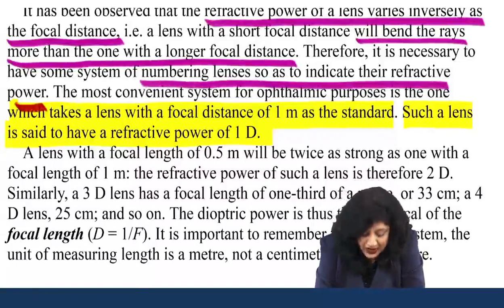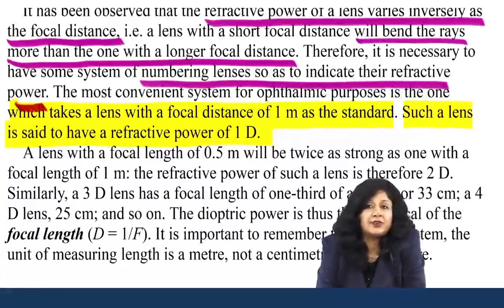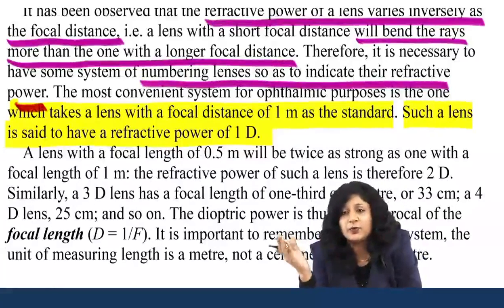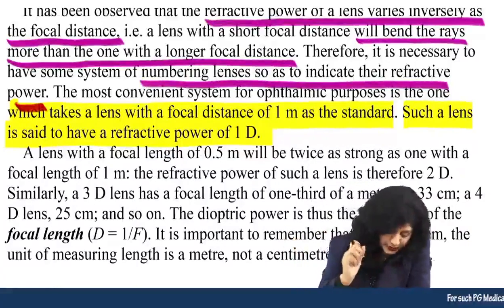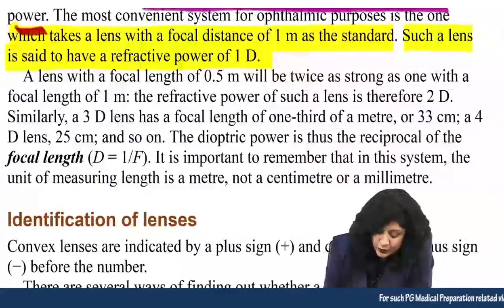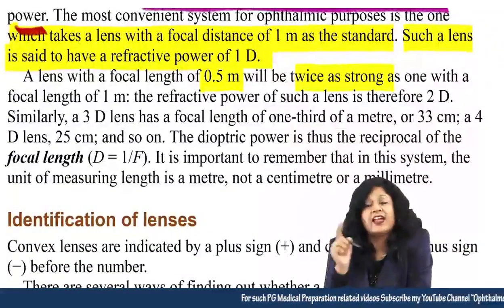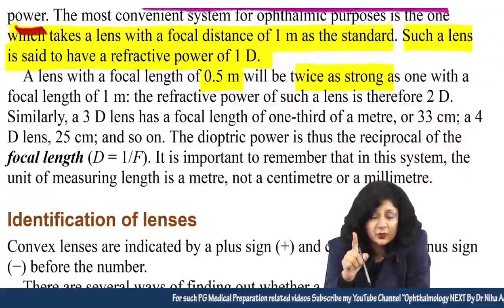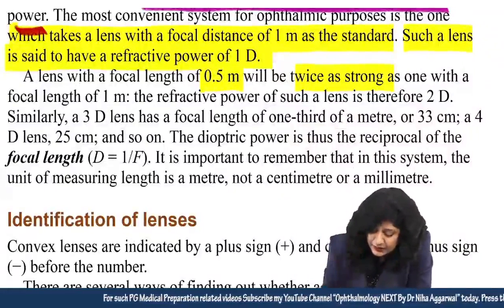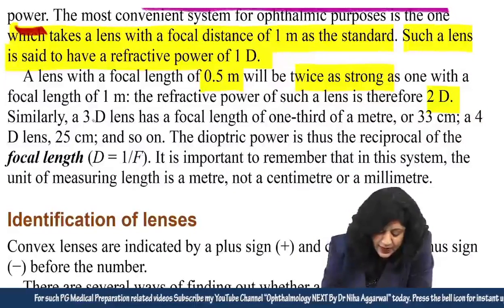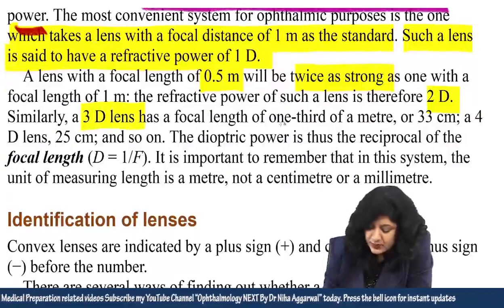So what I am doing, I am taking a lens of focal distance 1 meter, that will be having a refractive power of 1 diopter, and therefore that will be kept as a standard. So in increasing order we can put from this, and we can put the decreasing order also. A lens which is having a focal length of 0.5 meter will be twice as strong as the one which is having focal length 1 meter. The refractive power will be 2 diopter. Similarly, if I am saying 3 diopter lens, then this will be having 1/3 of a meter.